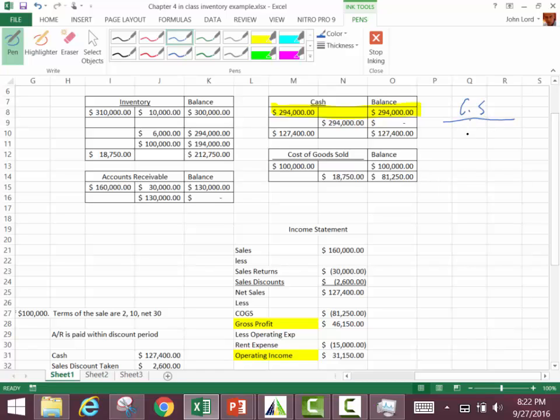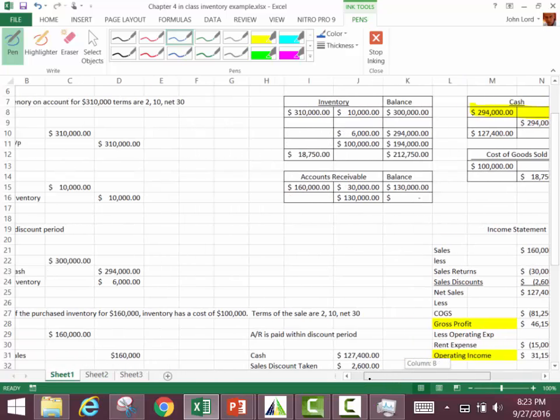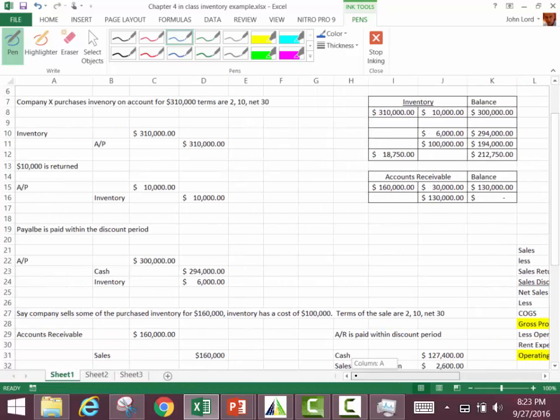We just credited it for $294,000, and that gives us the balance of $294,000, and that's all we're going to do with the common stock. So I think that's why I didn't even put it on here, because it's really not significant. 294,000 is the common stock. Okay, good. Now we come over and we acquire some inventory.